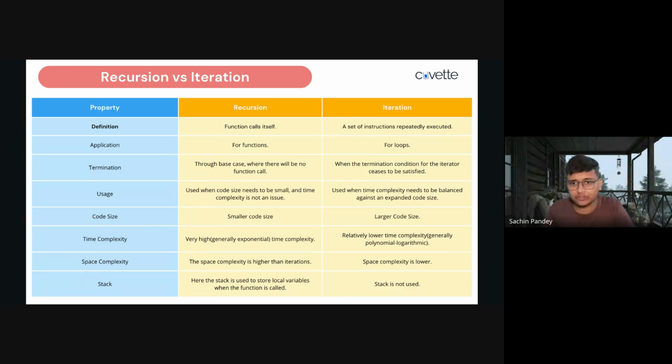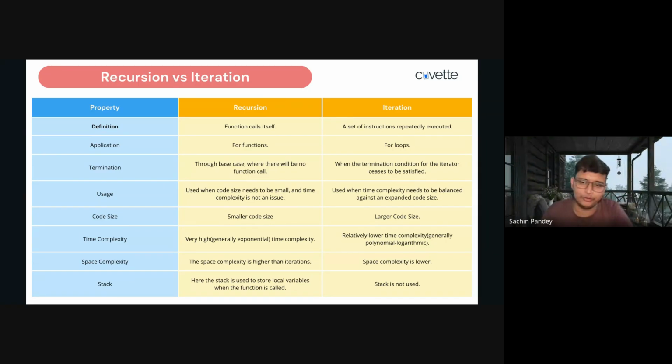Now space complexity. The space complexity of recursion is higher than iteration, because of your recursive call stack, the stack memory which I discussed. The recursive calls are being put there, and that takes some space. That's why space complexity is higher. And here in iteration space complexity is lower because nothing like that is happening. The stack memory is used to store local variables when the function is called. In iteration, the stack is not used.